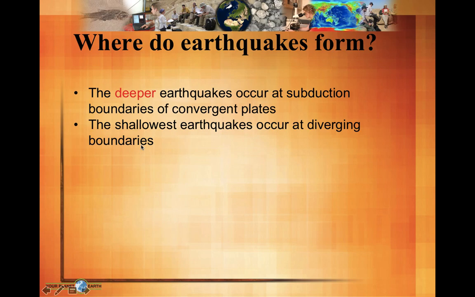Shallowest earthquakes, those are at the diverging boundaries, which are the boundaries that are just pulling apart. Okay, they're just pulling apart. Shallow earthquakes occur right there.